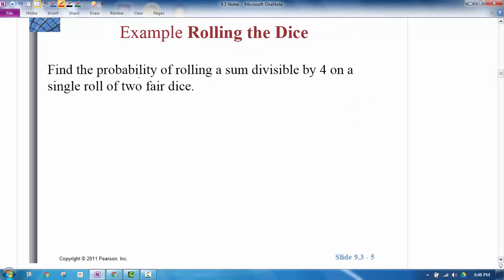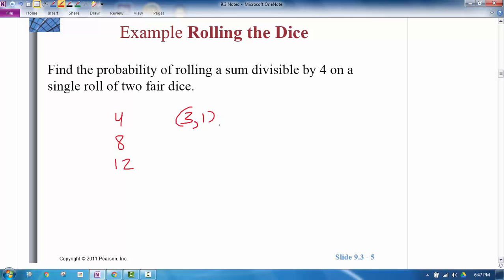So here is an example then. Let's find the probability of rolling a sum divisible by 4 on a single roll of 2 fair dice. So how can we roll something divisible by 4? Well, that's a 4, an 8, or a 12. Those are the numbers divisible by 4 that we can get with the 2 dice. So how many ways can we get a 4? If you don't have it memorized, sometimes it's helpful just to write it out.